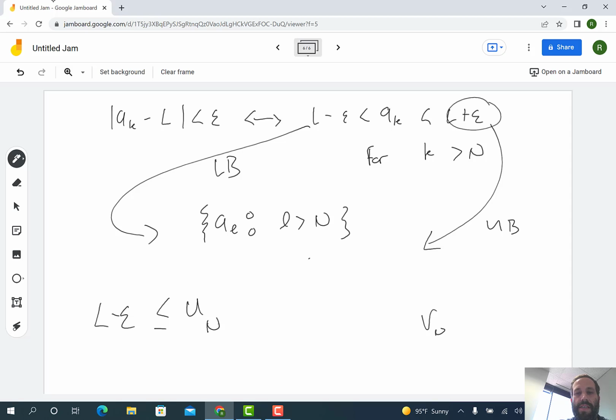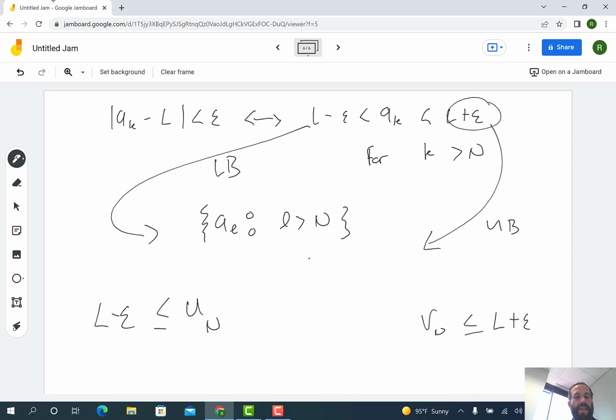Similarly, V_n is the supremum of this set. It is the least upper bound. L plus epsilon is an upper bound, so V_n is less than or equal to L plus epsilon. Okay, so it's saying that the least upper bound, the supremum, has to be less than or equal to the limit plus epsilon. So again, this is the pulling down. The V_n is going to be less than or equal to L plus epsilon. And as epsilon gets smaller and smaller, that's going to get closer and closer. It's going to pull the V_n down closer and closer. And something similar for the U_n.